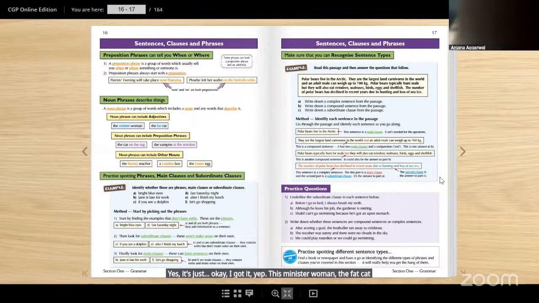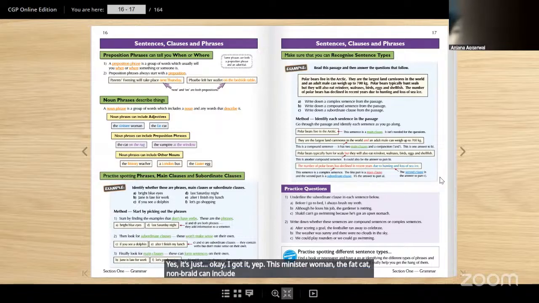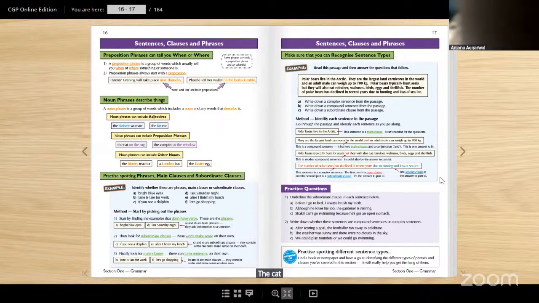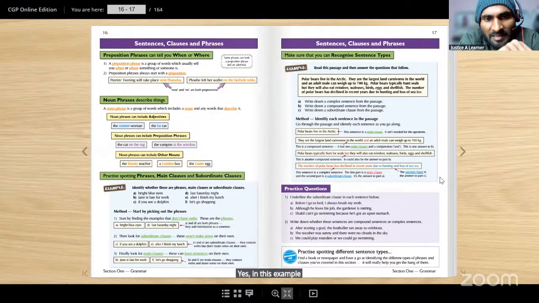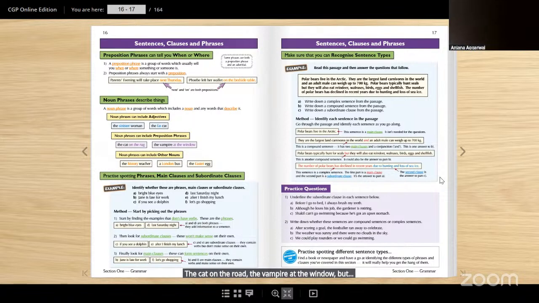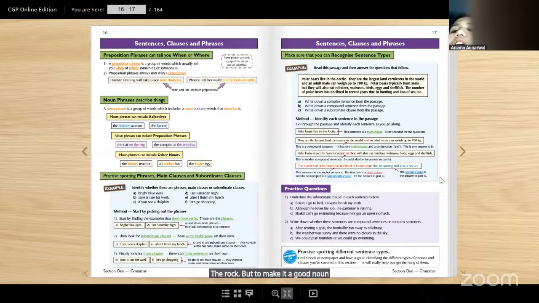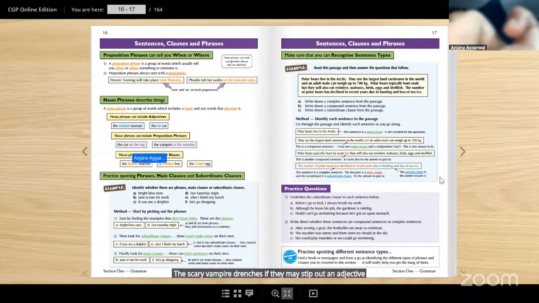Noun phrases can include prepositional phrases. The cat on the rug, the vampire at the window. In this example particularly, cat is being described by on the rug. Yes, very good. But to make it a good noun phrase, they could have done the fat cat on the rug, the scary vampire at the window. If they put an adjective in these as well, it'll make it even better.